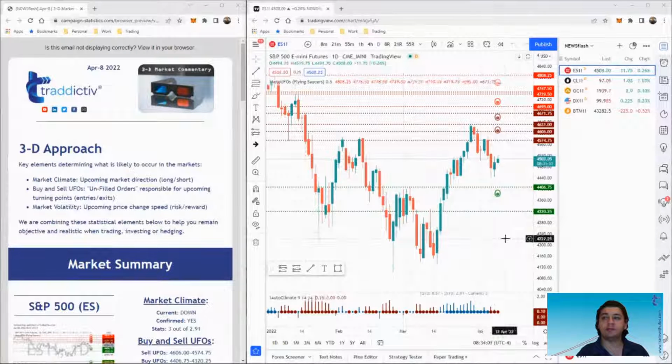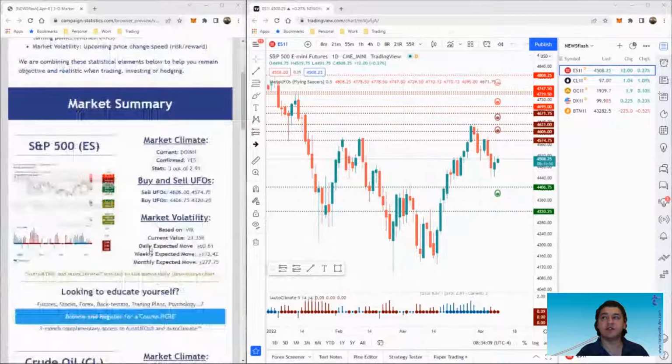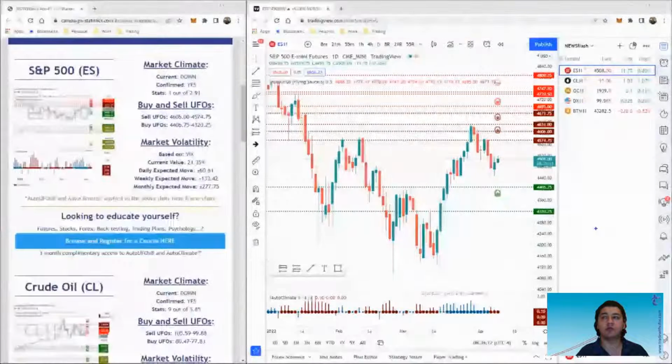Of course, the first one that we're going to analyze here is the S&P 500, already loaded for us. We see that the current market climate is down. It is confirmed, and it's down for 3 out of typically 3, even though we're seeing a bit of a bounce here in this area for the past 2 days.